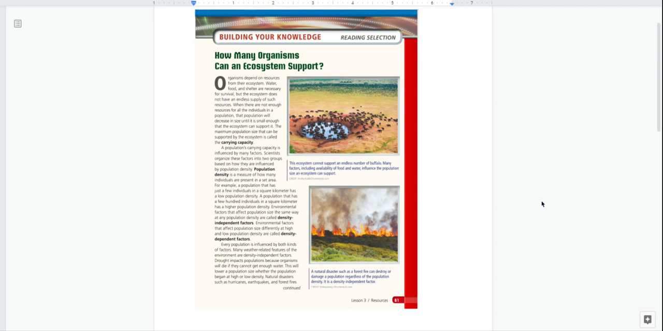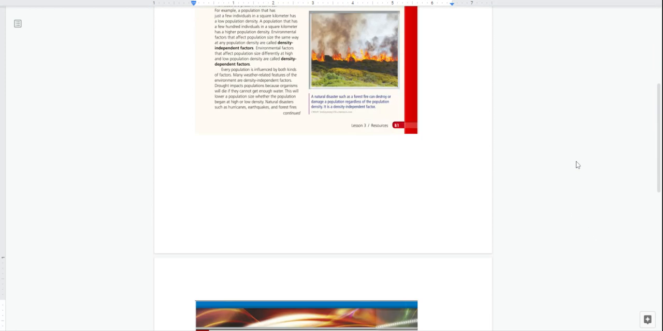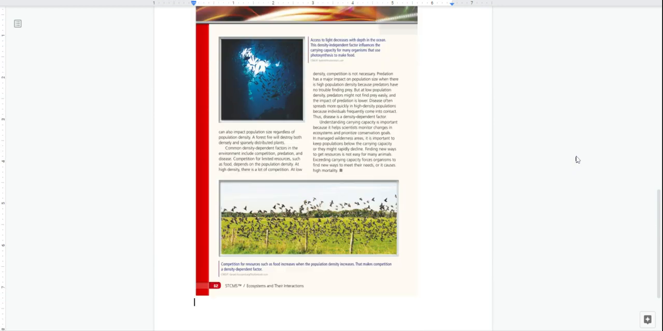Many weather-related features of the environment are density-independent factors. Drought impacts populations because organisms will die if they cannot get enough water. This will lower a population size, whether the population began at high or low density. Natural disasters, such as hurricanes, earthquakes, and forest fires, can also impact population size, regardless of population density. A forest fire will destroy both densely and sparsely distributed plants.